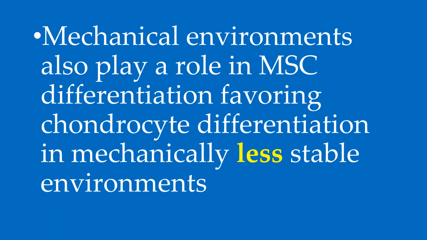Now, they also play a role in differentiation, favoring chondrocyte differentiation in mechanically less stable environments. Why? Because chondrocytes can bend. They are the primitive form of bone formation. They are not the stable form of bone formation. When we have bone formation, it is stable. When we have cartilage, it is not stable. It's still weak, the callus.